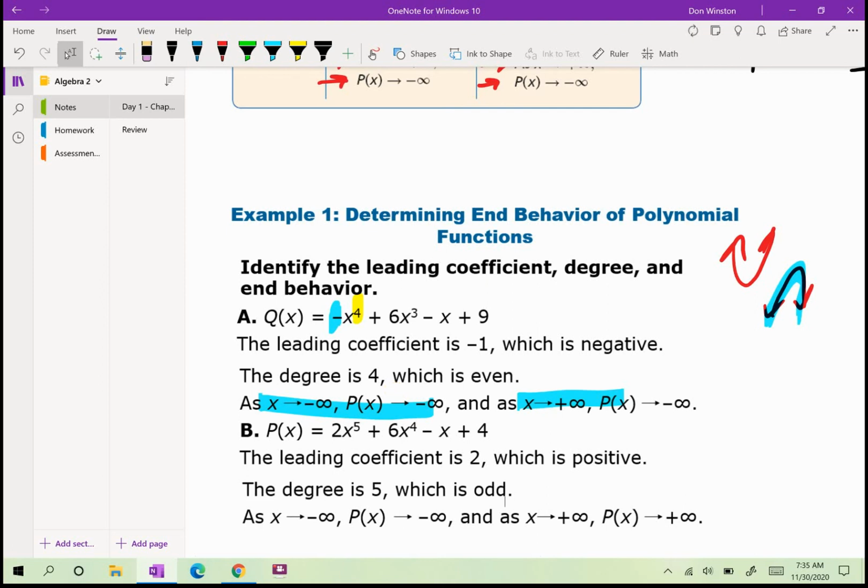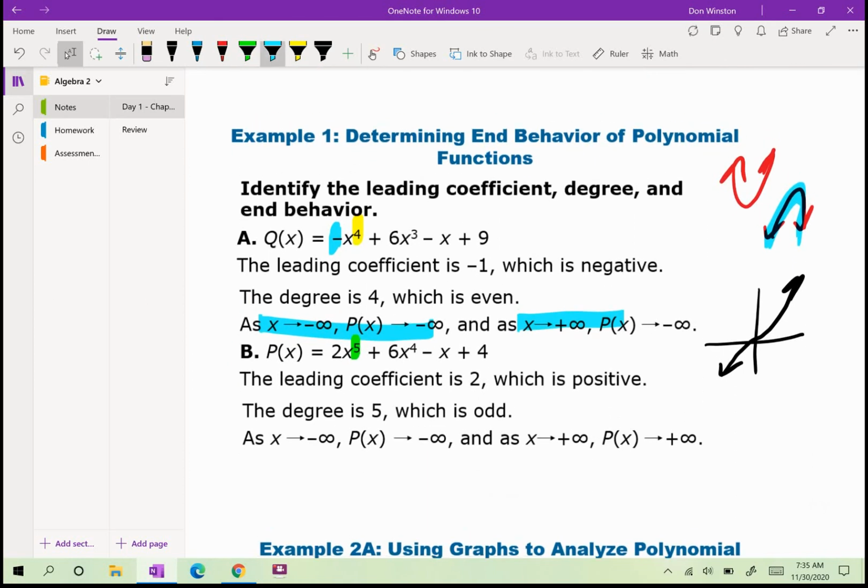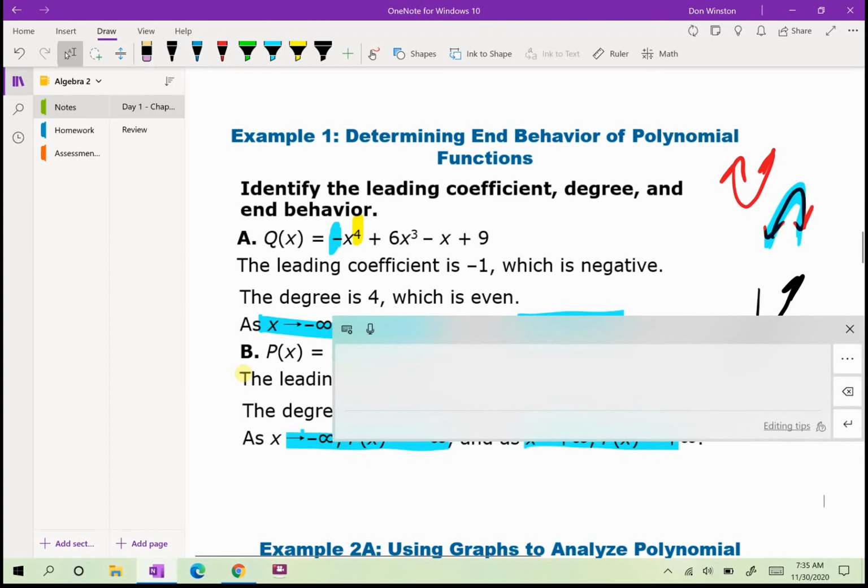Let's look at the next example: 2x to the 5th plus 6x to the 4th minus x plus 4. It's an odd degree. What I remember is what x cubed looks like. X cubed looks like that. The leading coefficient is 2 and it's positive, so it will rise on the right and fall on the left. As x goes to negative infinity, y goes to negative infinity, and as x goes to positive infinity, y goes to positive infinity.